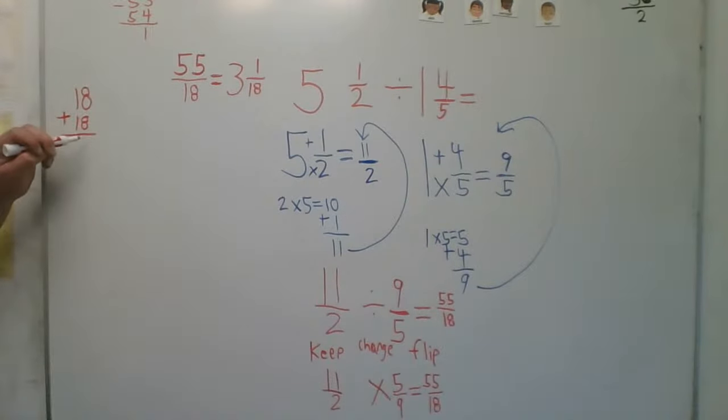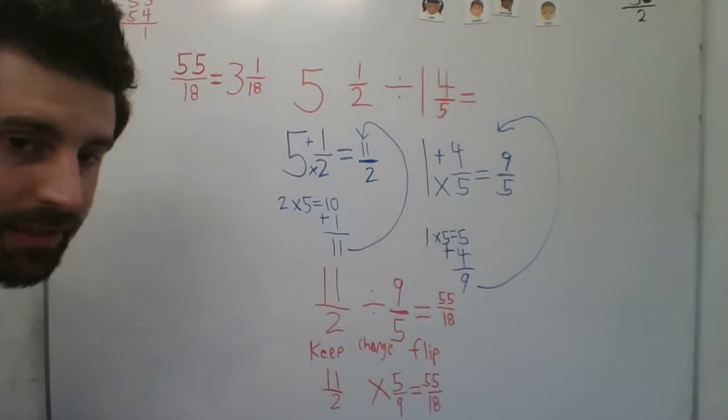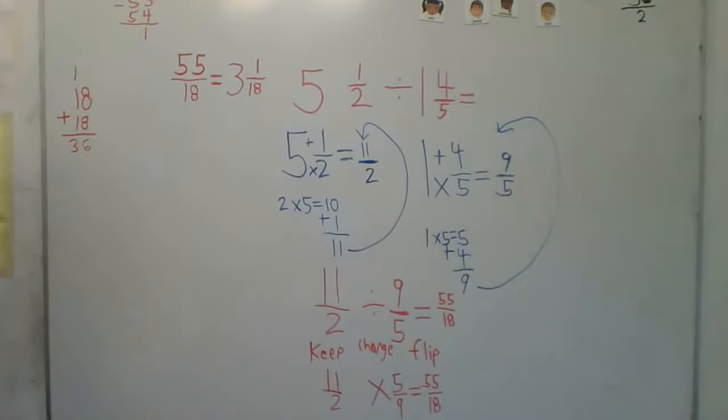8 plus 8 equals 16. 6 carry the 1. 1 plus 1 plus 1 equals 3. 18 plus 18 equals 36. I just added 18 twice. I got 2 full groups of 18. Then I add 18 again.